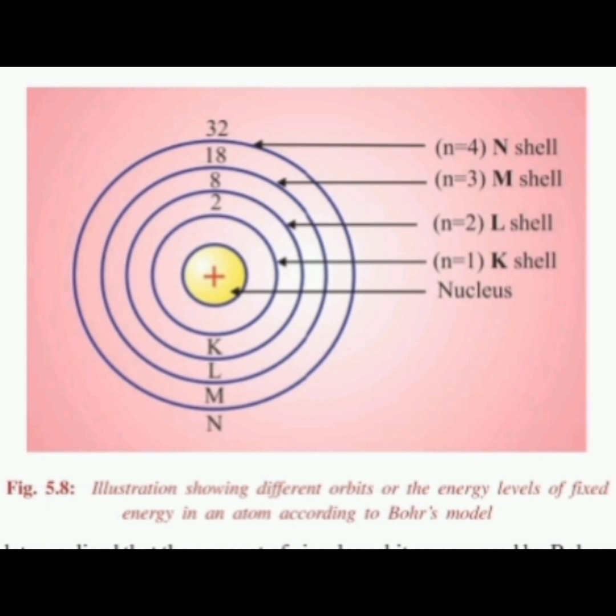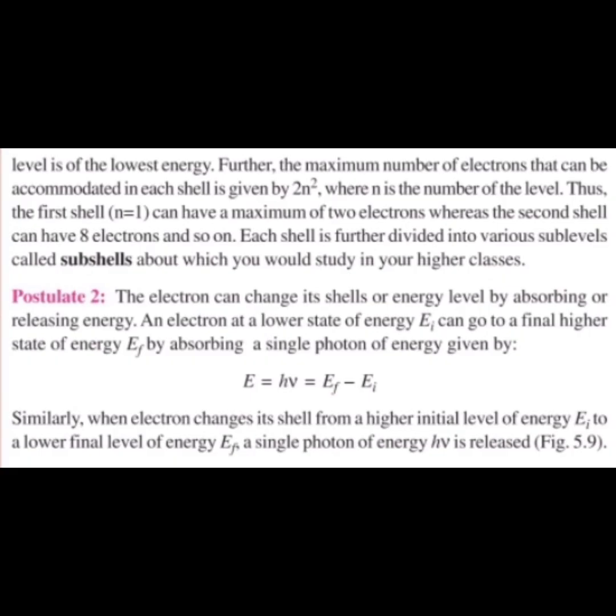Postulate 2: the electron can change its shell or energy level by absorbing or releasing energy. An electron in a lower state of energy Ei can go to a final higher state of energy Ej by absorbing a single photon, with energy given by E = hv = Ej - Ei. Similarly, when an electron changes its shell from a higher initial level of energy Ej to a lower final level of energy Ei, a single photon of energy hv is released.